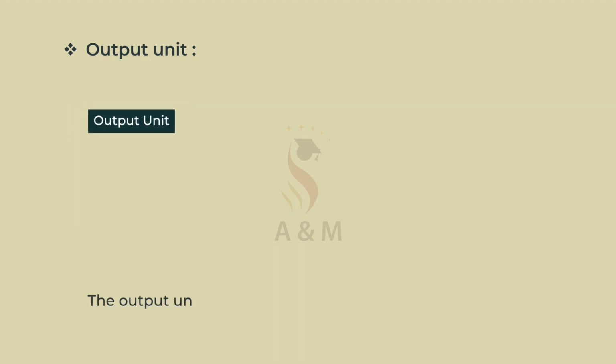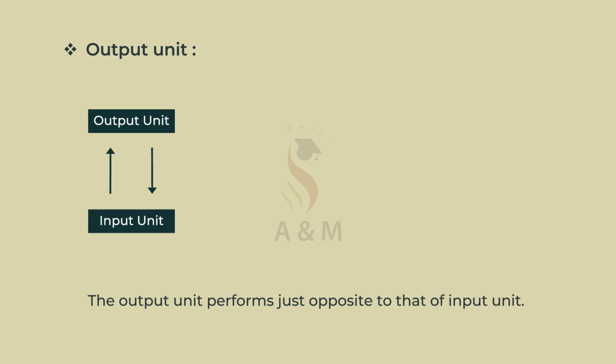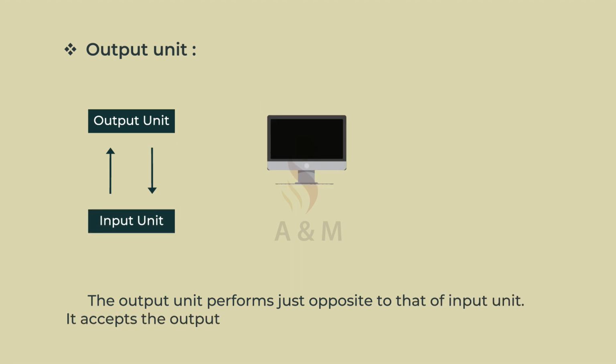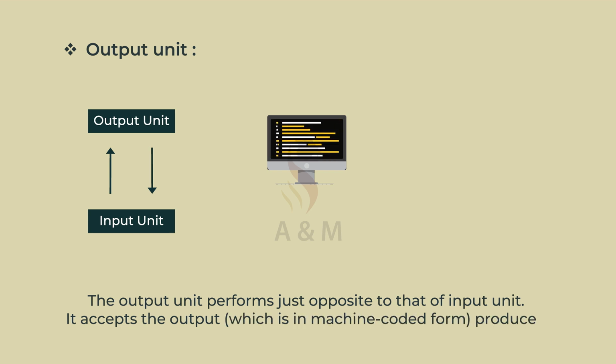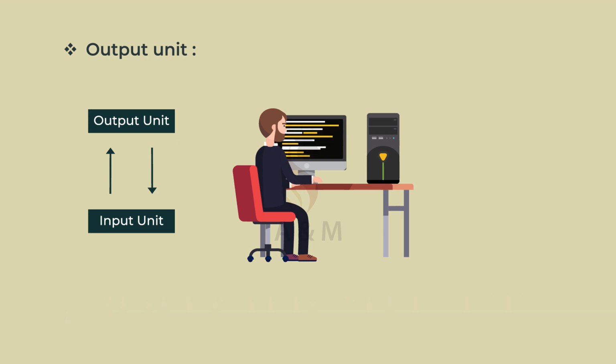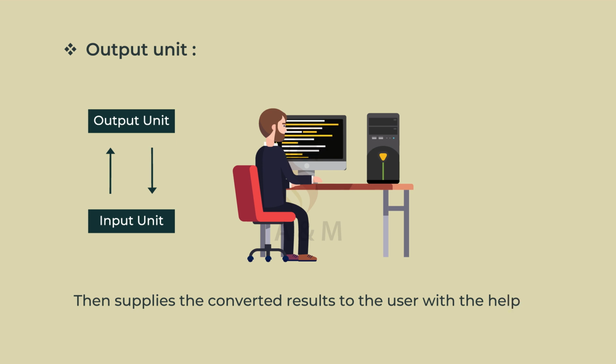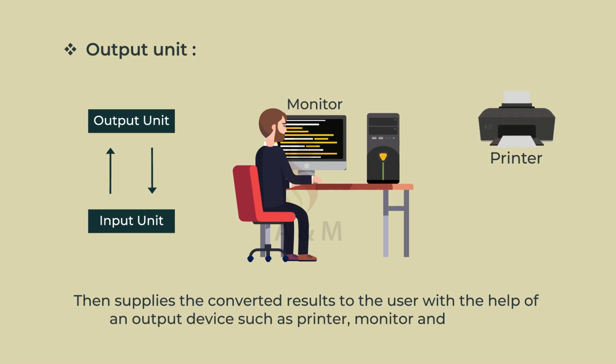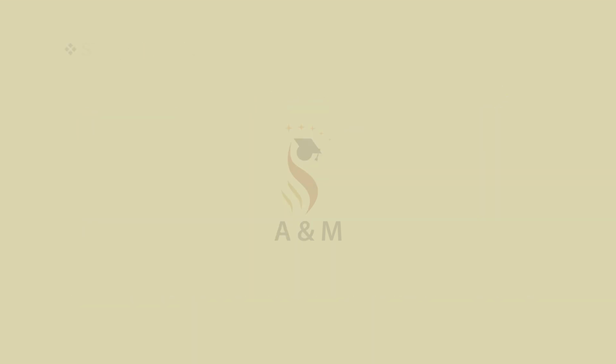The third component of a computer system is the output unit. The output unit performs just the opposite of the input unit. It accepts the output, which is in machine coded form, produced by the CPU, converts it into a user understandable form, then supplies the converted results to the user with the help of an output device such as printer, monitor, and plotter.